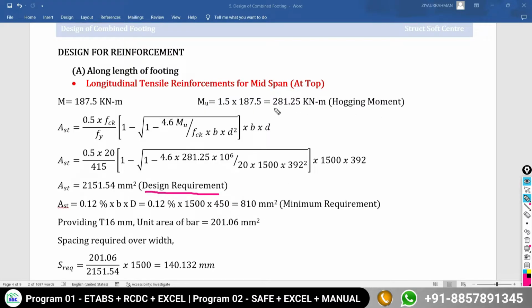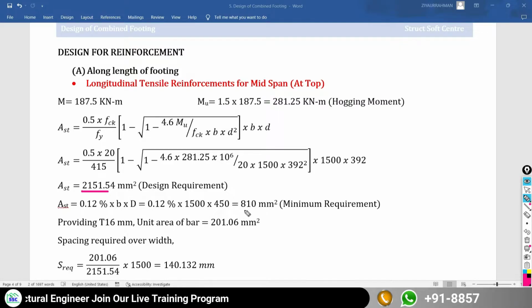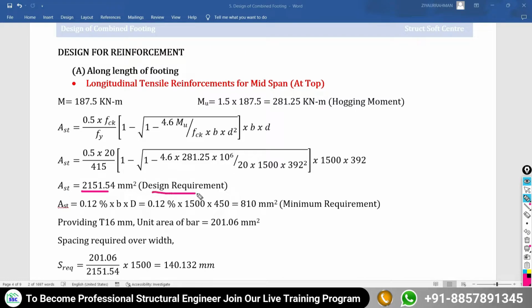Based on whatever moment you are getting, accordingly we have calculated this reinforcement. That's why I am going to call it the design requirement. I have to compare this design requirement with the minimum requirement. The minimum requirement as per IS 456-2000 for the foundation slab is 0.12% of B into D. So with all of this calculation we get 810 mm square as the minimum requirement. You have to compare your design requirement with the minimum requirement. Which one is the maximum? We are getting the maximum as 2151.54 mm square. So we are going to provide this reinforcement.